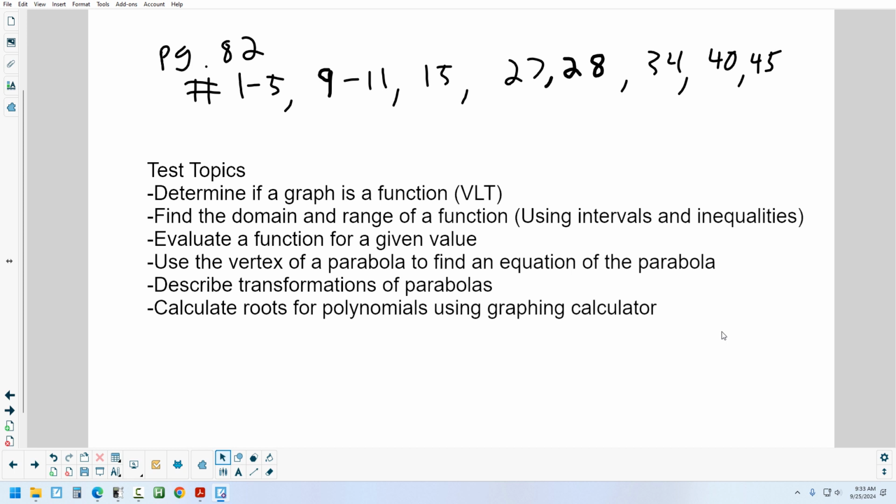We talked about when we shift parabolas, left, right, up, and down, how it changes the vertex. I'm going to give you a vertex, and I'm going to ask you to tell me the equation of the parabola based on knowing its vertex. Transformations of parabolas. So something like I might say, give me an equation of a parabola that's been shifted up 2 and stretched vertically by a factor of 5. Or I could give you the equation and you tell me what's been done to it. And then the last thing, that was what we did today, calculating roots on the graphing calculator.